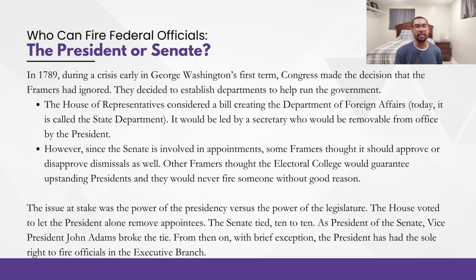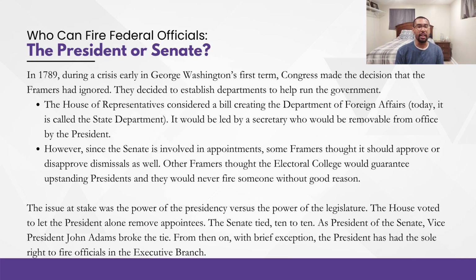The House of Representatives considered a bill creating the Department of Foreign Affairs. Today, it is called the State Department. It would be led by a secretary who would be removable from office by the president. It sounds simple enough. However, since the Senate is involved in appointments, some framers thought it should approve or disapprove dismissals as well. Other framers thought the Electoral College would guarantee upstanding presidents and they would never fire someone without good reason.